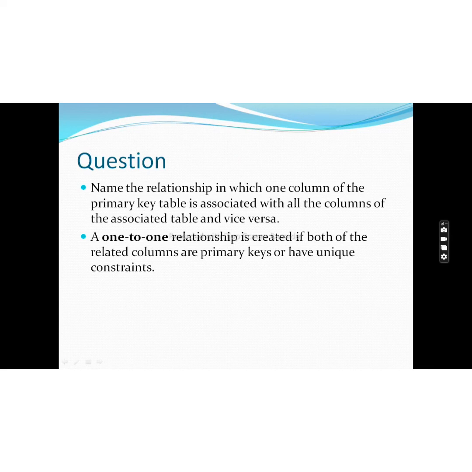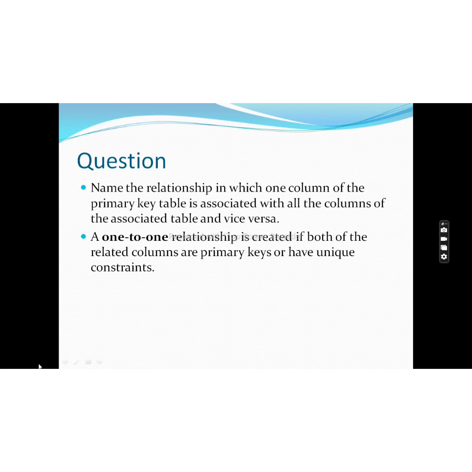Name the relationship in which one column of the primary key table is associated with all the columns of the associated table and vice versa. So what will be the answer? A one-to-one relationship is created if both of the related columns are primary keys or have a unique constraint.